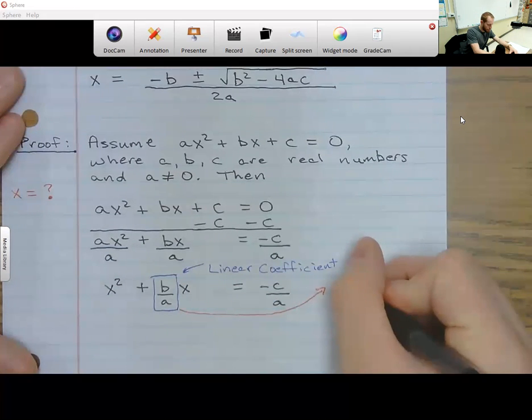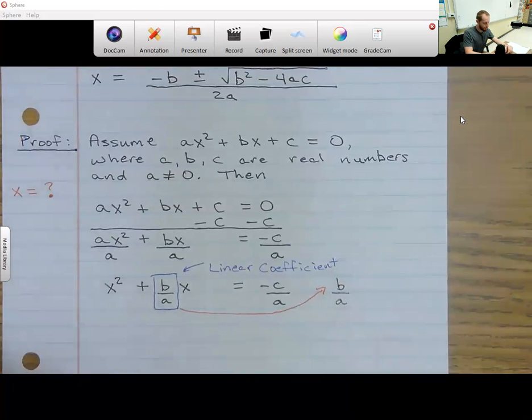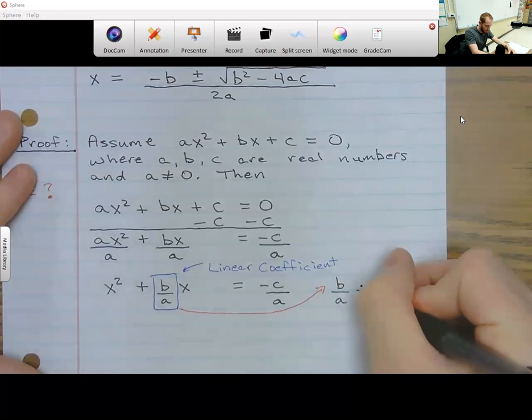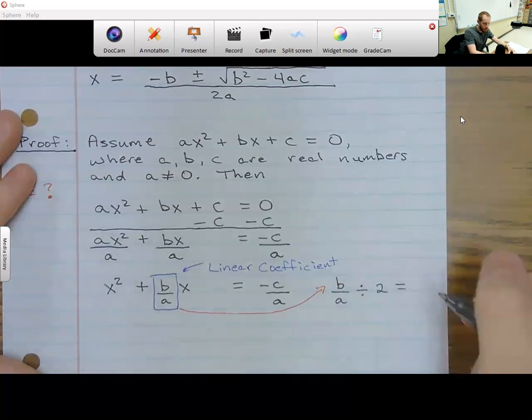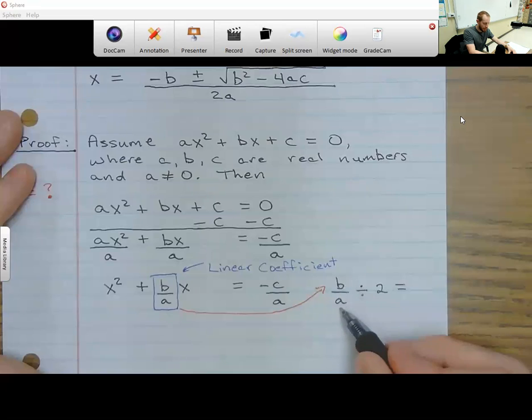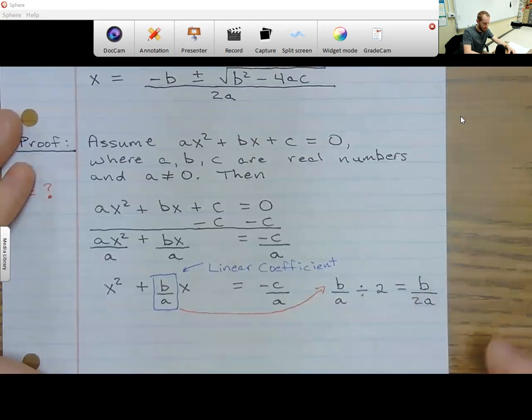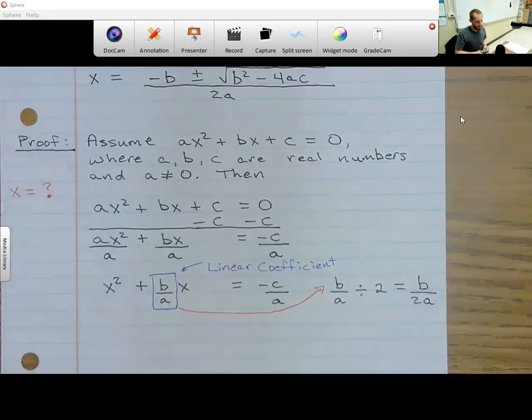So I'm just going to write it down as it is, b over a. I'm taking this number, and it's going to be a fraction, but I'm going to take it over here. The first thing that I'm going to do with it is divide it by 2. So when I divide this by 2, what's going to happen? I'm going to get a 2 in the denominator beside that a. So I get b over 2a. All I did was take the number in front of the x and divide it by 2.